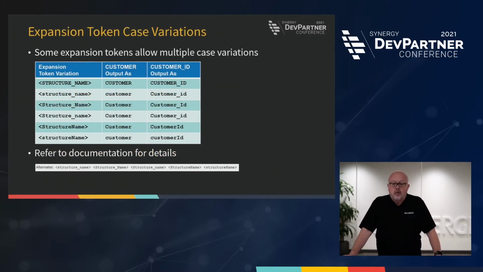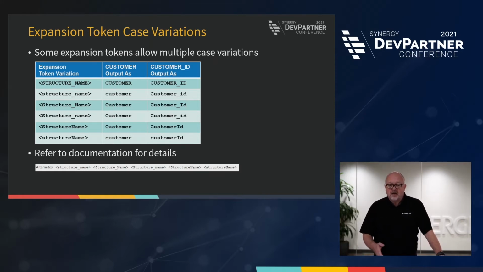In addition, as well as basic expansion tokens, we already mentioned that the one you can see on the first row of the table here, structure name, inserts the name of the structure that's currently being processed. Some of the templates have token variations or case variations. So, for example, the structure name token allows all of the case variations that you can see on the left-hand column there, and the output is basically altered so that it reflects the case that was used to define the token.